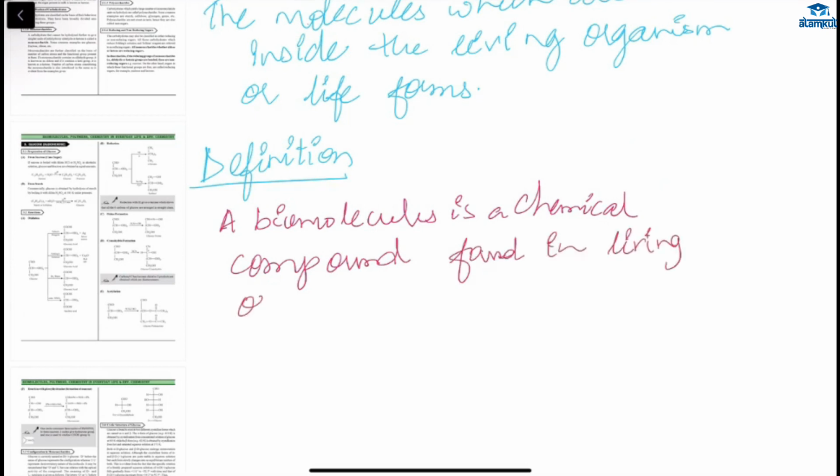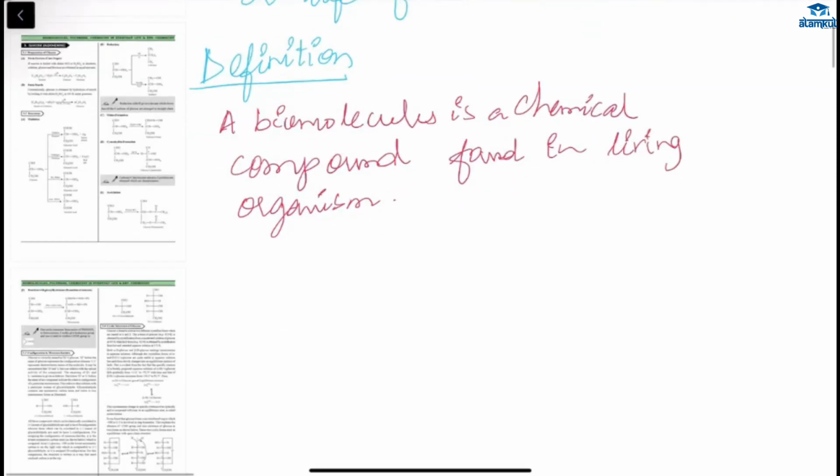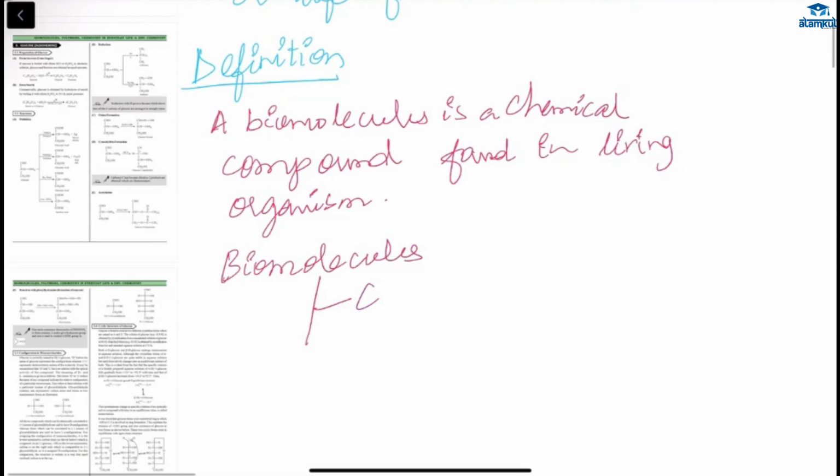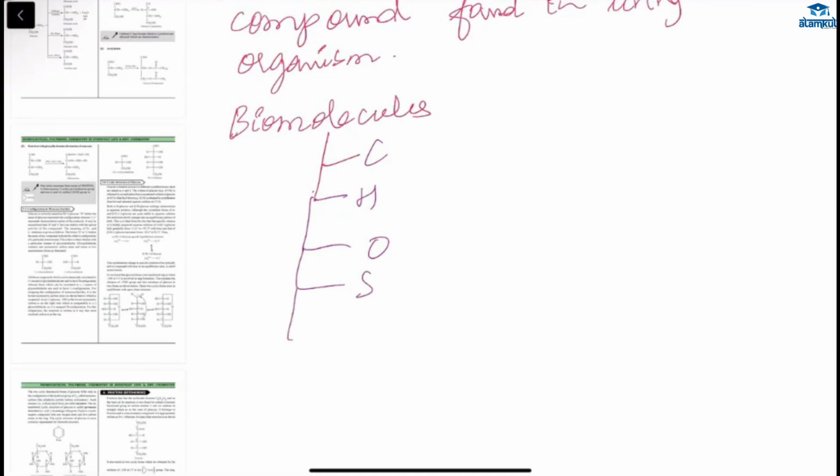And what are biomolecules made of? What are the compounds that make up biomolecules? They are formed of carbon, hydrogen, oxygen, and sometimes nitrogen, sulfur, phosphorus. These elements sometimes join together with one another, or sometimes they are in polymerized form. So all these combine together to form what?